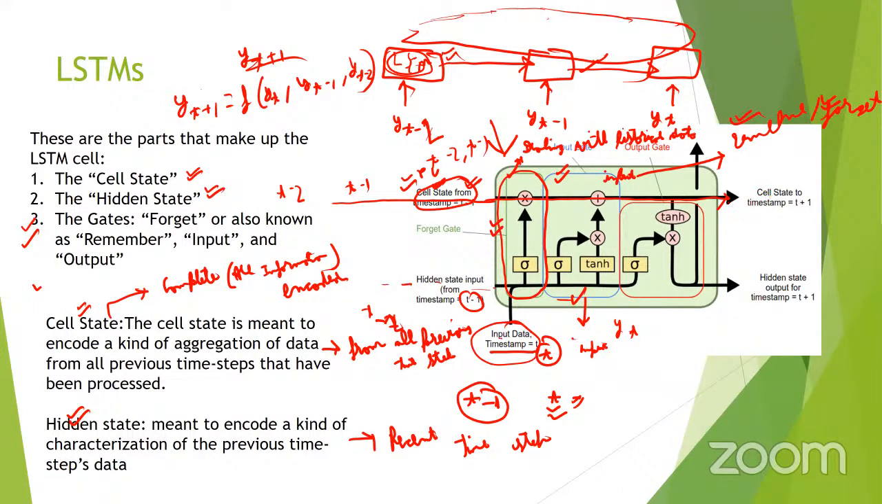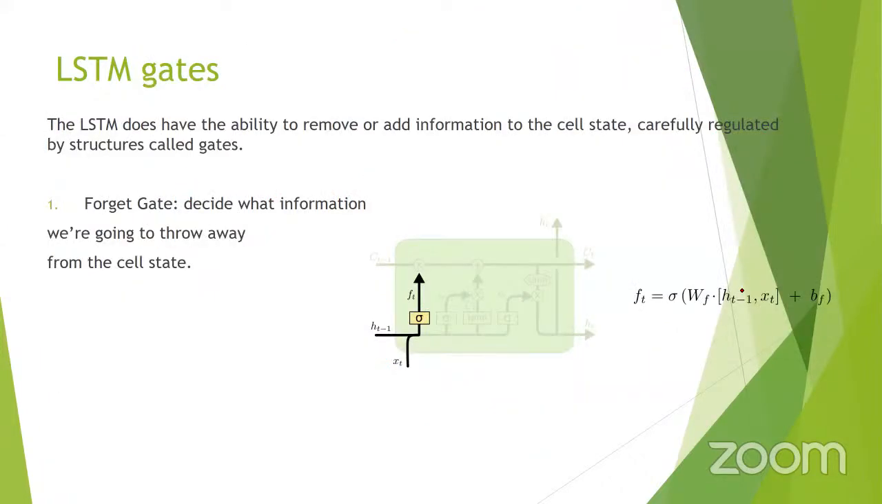And last is your output gate. So output gate is responsible for giving the hidden state to the next time step. So here my next time step it is showing yt plus 1. So giving the hidden state to next time step, right? So now let's get into the gates itself in detail.